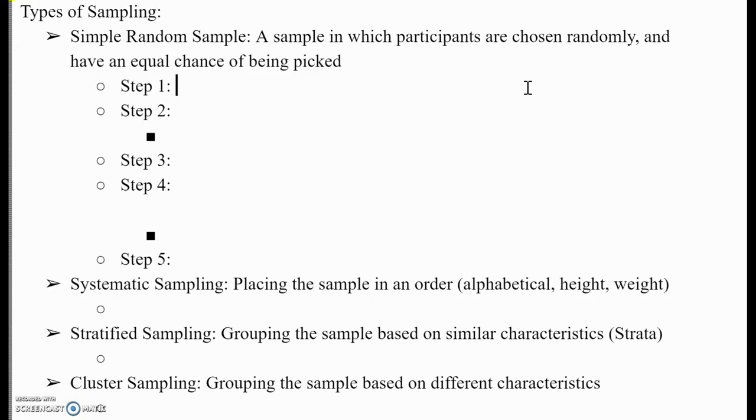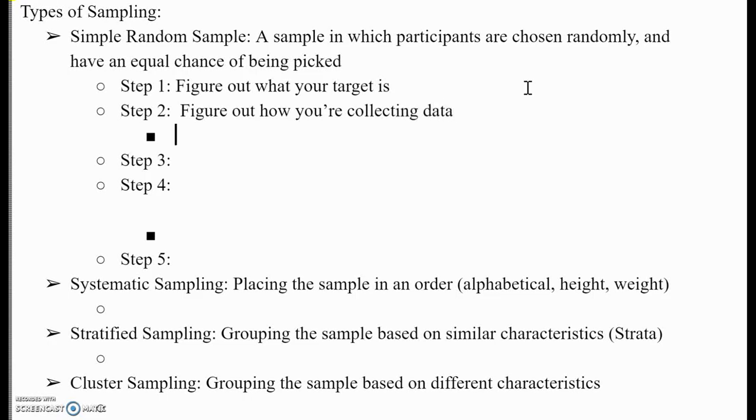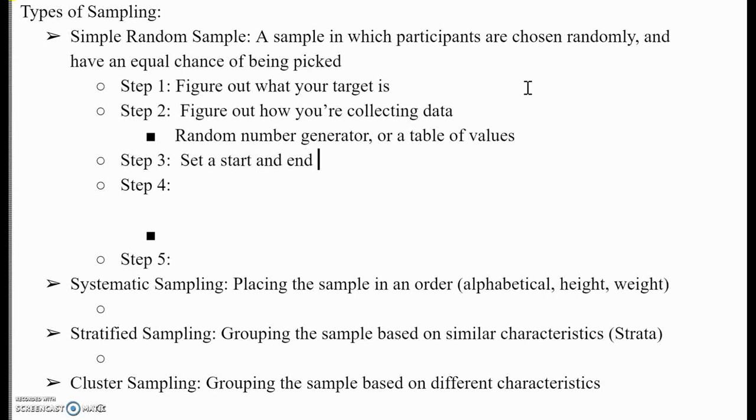Now how do we conduct a sample in this? First of all, you have to figure out what your target is, which means what are you trying to accomplish in this sample? What is your end goal? The next one is figure out how you're collecting data. So you could use a random number generator or a table of values. When we do get to simulations, we will discuss how this happens. The next one is you need to set a start and end point. At what number do you start and at what number do you end?